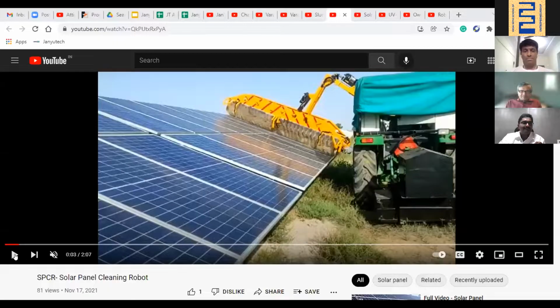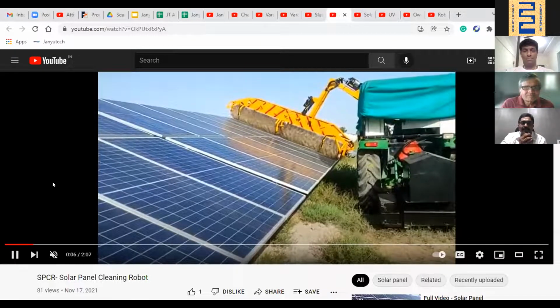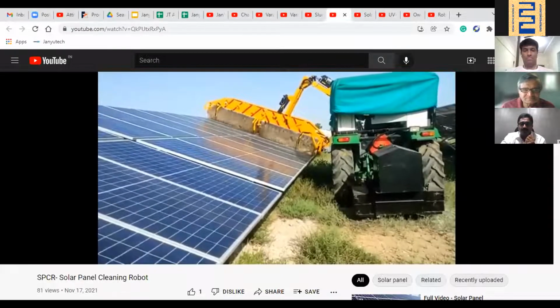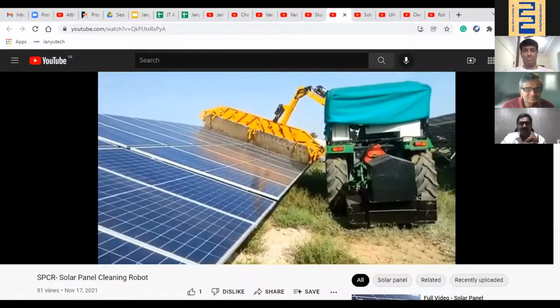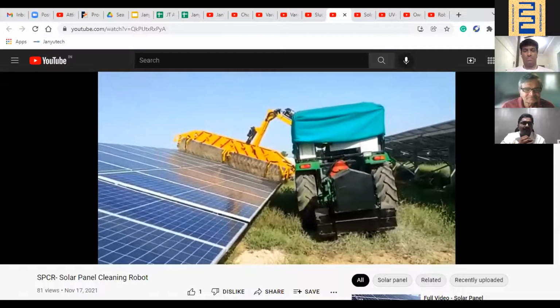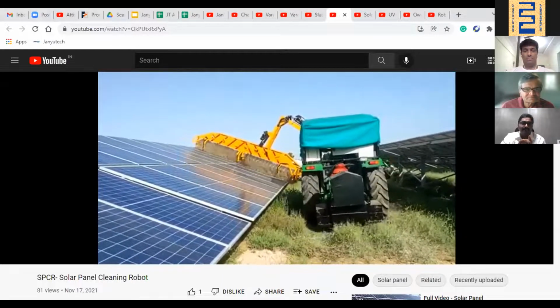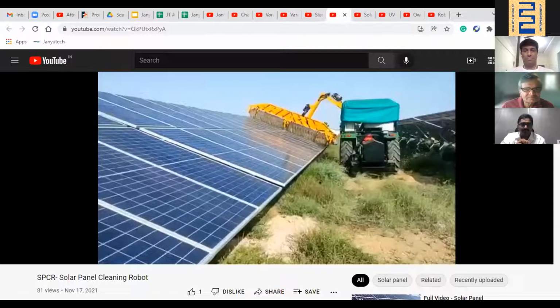So I'll just show that. Yeah, we could get through some big orders from clients like Azure Power, Tata Renewables, ABG Solar, Adani. So these kinds of companies, for solar panel cleaning. Currently they have most robots.